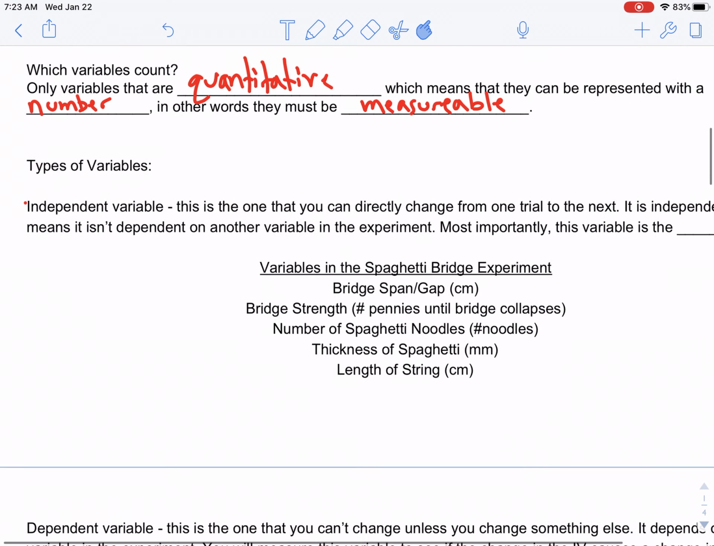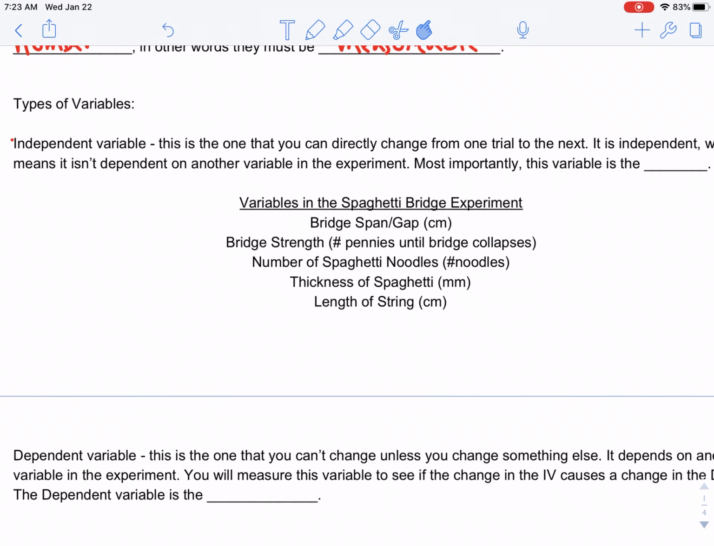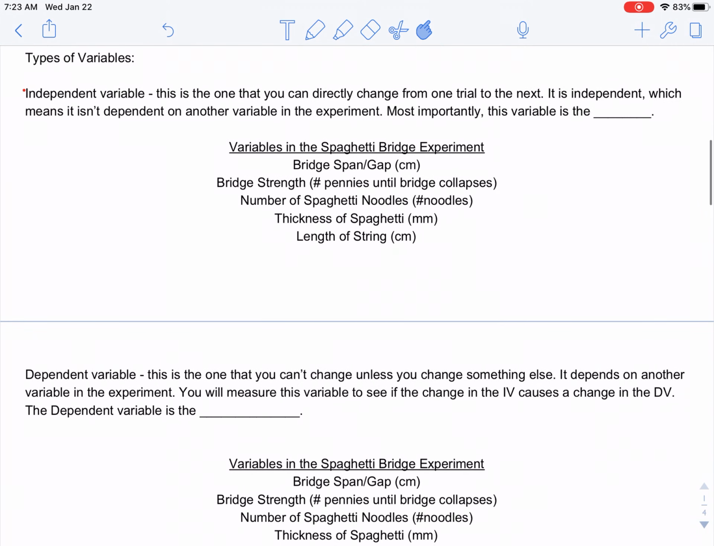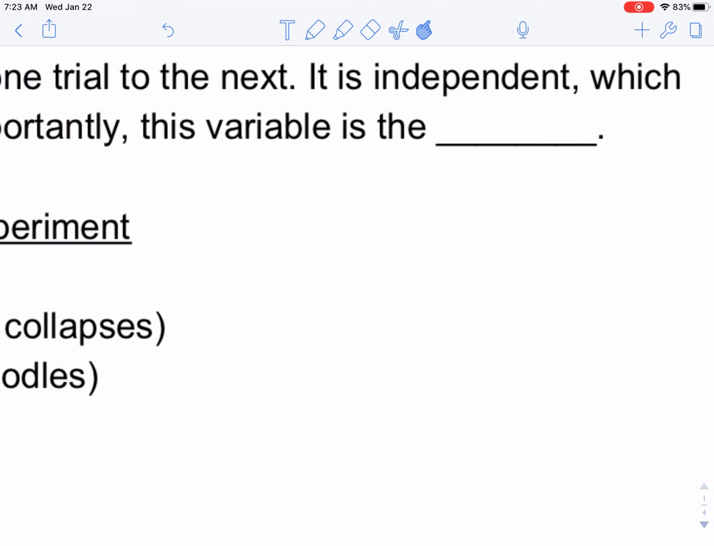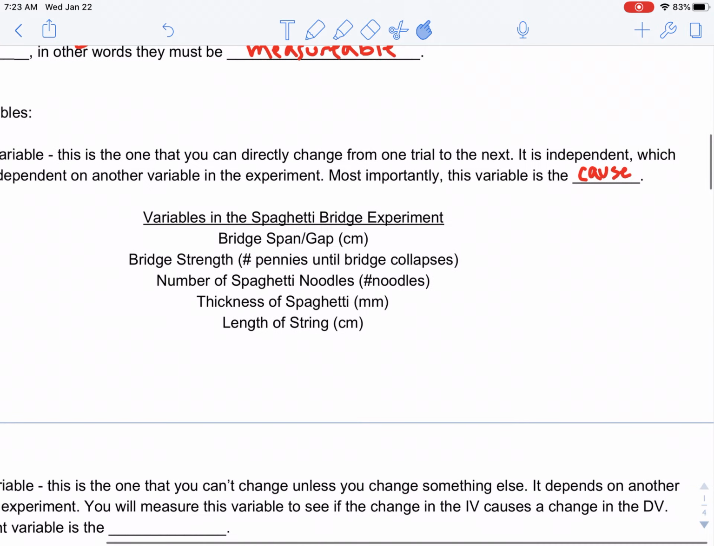Okay, so types of variables. We have 3 types: independent, dependent, and constants. Let's start with independent. The independent variable is the one that you could directly change from one trial to the next. It is independent, which means it isn't dependent on another variable in the experiment. Most importantly, this variable is the cause. So independent variables are the cause in a scientific experiment or a scientific question.